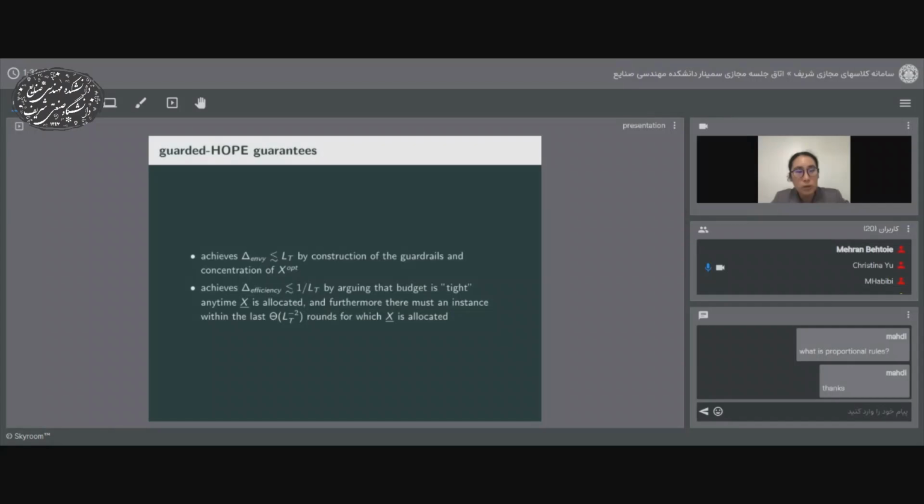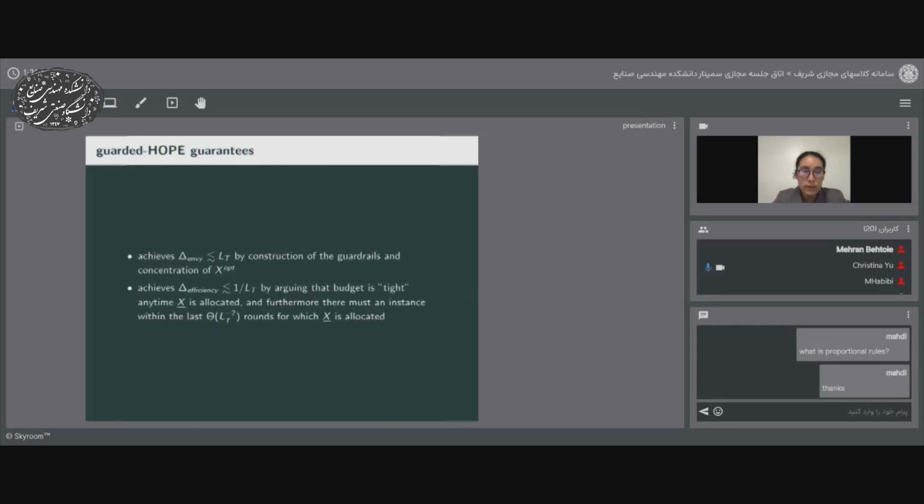So anytime you allocate X lower bar, it means that your budget is just about right at the threshold that you need it to be to make sure you have enough to allocate lower bar to everyone in the future. And so it kind of is a tightness on your budget. Make sure that you don't have too much. And furthermore, you can argue that there must be an instance within this last order 1 over LT squared rounds for which this lower bar is allocated. So that guarantees that the amount of extra budget you have can't be too much. In particular, the extra budget you have is never more than 1 over LT by the end.